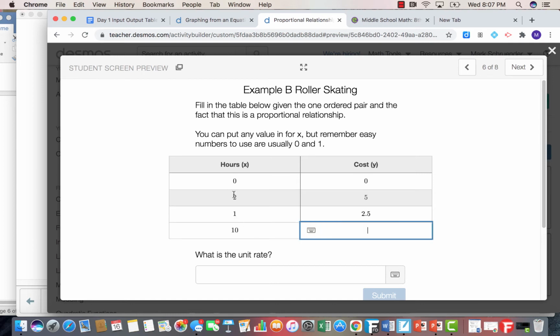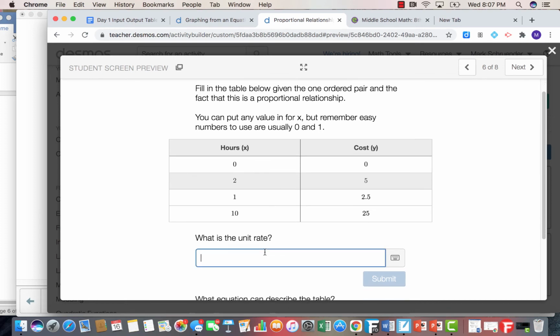And if I do 10 hours, well, I just multiplied these 2 hours by 5. So I'd have to multiply this cost by 5. Or you could choose to see it as, if I multiply the hours by 10 here, I have to multiply the cost by 10 here. Or, again, if you just go straight across, 10 hours times $2.5 equals $25. So the unit rate in this instance is $2.50.